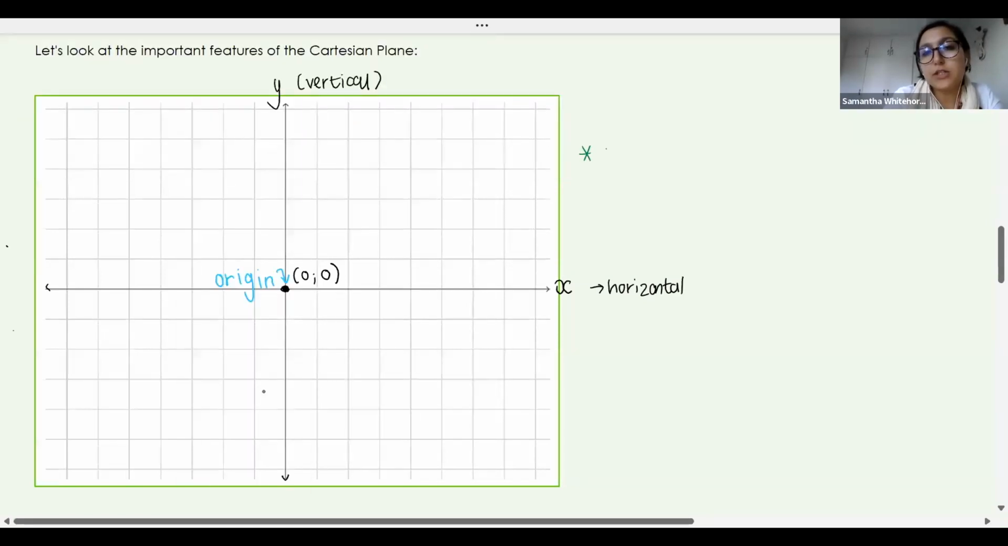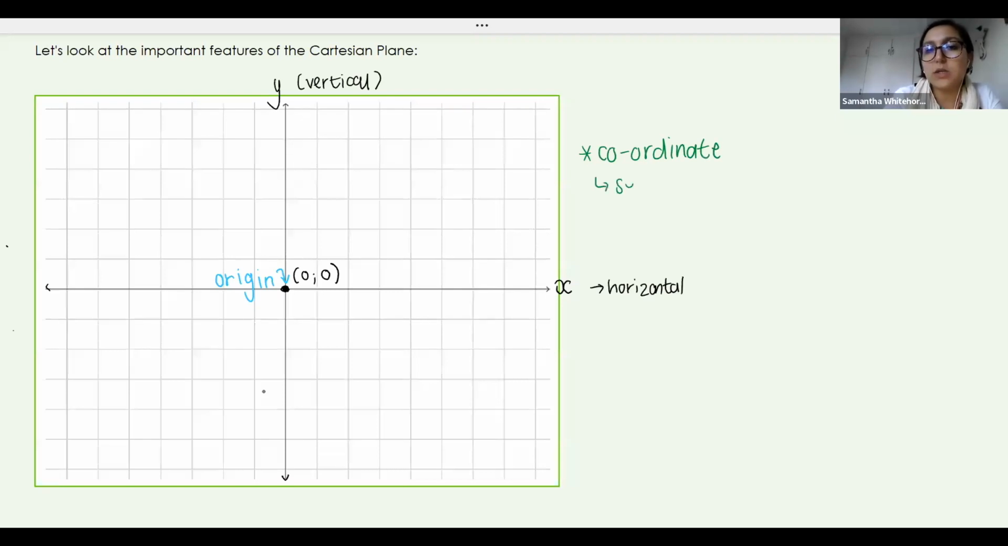But if we just take a quick look at what a coordinate is, a coordinate is basically a set of ordered values. And this word, or this idea of the fact that they're ordered, is very important.